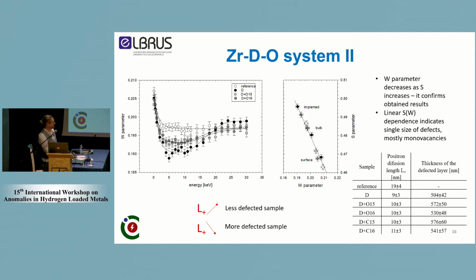We can see here an analysis that was done by Horodek from Krakow about the thickness of the defected layer. It's really interesting because we can see the positron diffusion length. Keep in mind, every time a positron interacts with a vacancy, it tends to interact less with the vacancy than any other element.